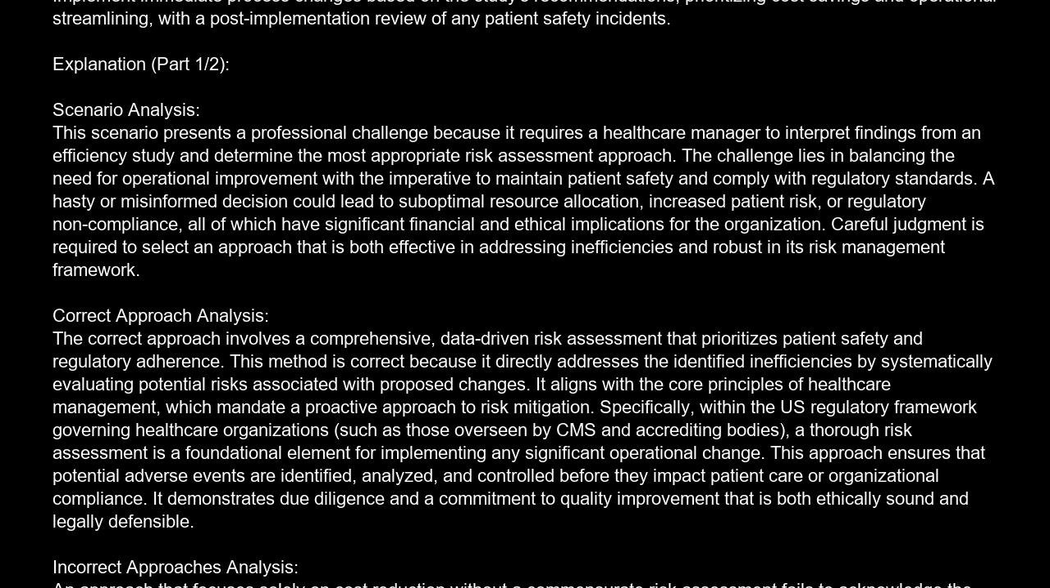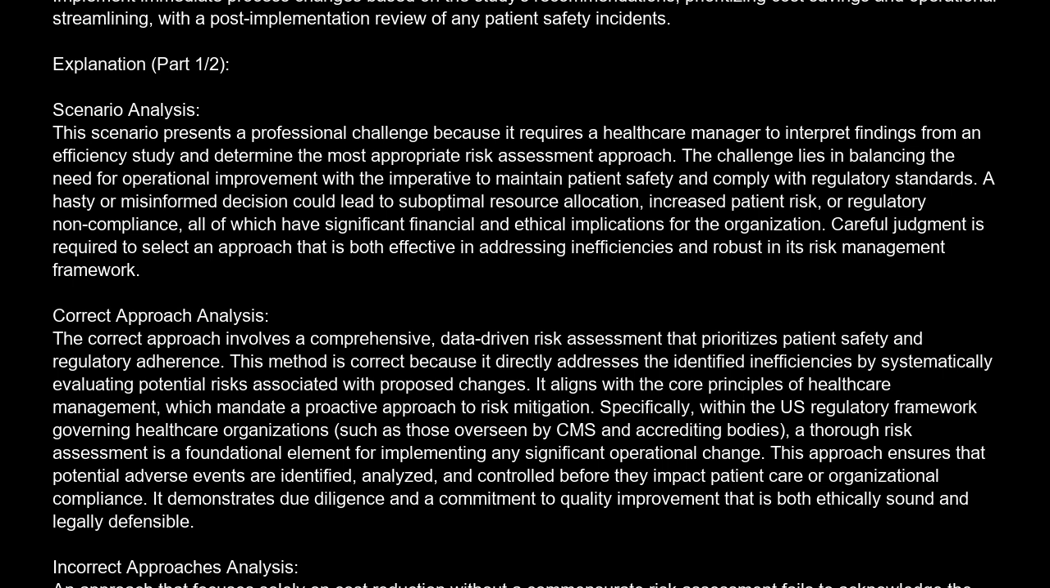Scenario analysis. This scenario presents a professional challenge because it requires a healthcare manager to interpret findings from an efficiency study and determine the most appropriate risk assessment approach. The challenge lies in balancing the need for operational improvement with the imperative to maintain patient safety and comply with regulatory standards. A hasty or misinformed decision could lead to suboptimal resource allocation, increased patient risk, or regulatory noncompliance, all of which have significant financial and ethical implications for the organization.